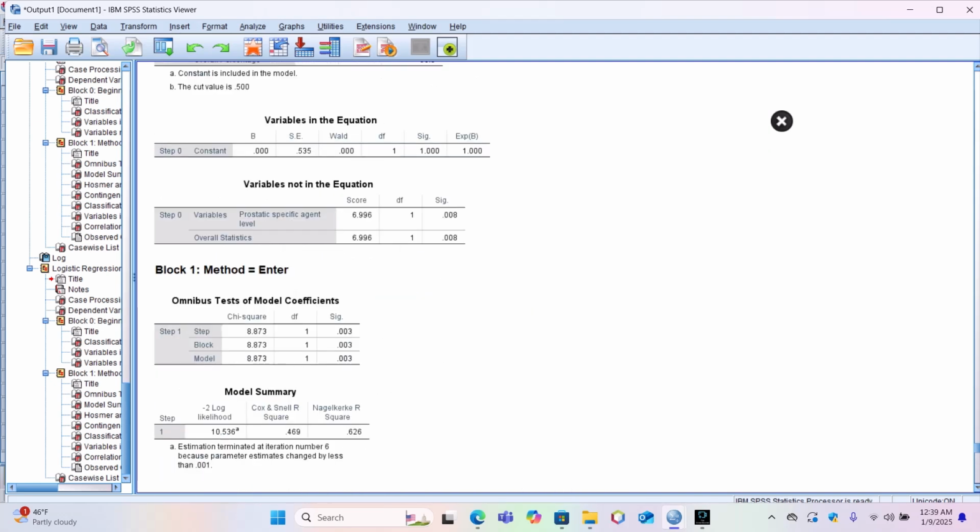Now our concern is how this chi-square value of 8.873 is calculated, how the significance is calculated, how the negative 2 log likelihood is calculated, and how we interpret them. We will focus our discussion on them.